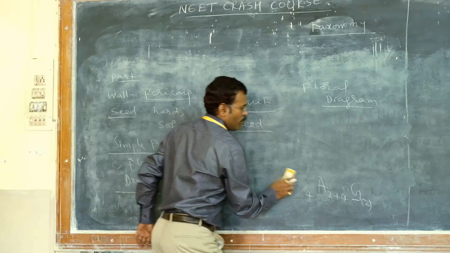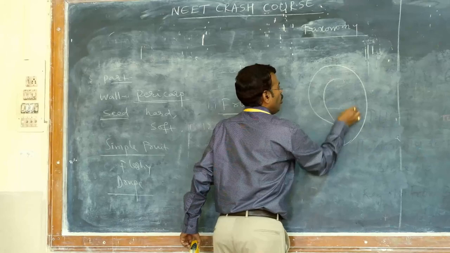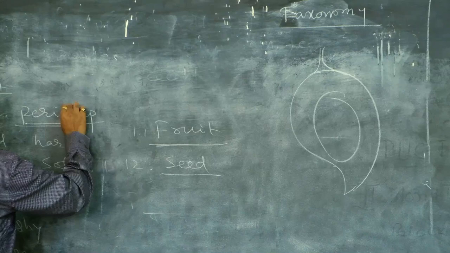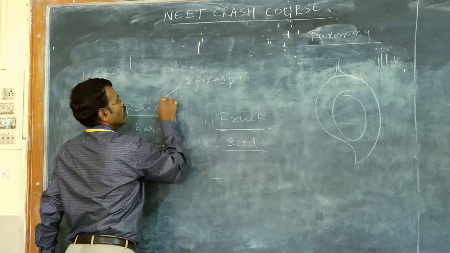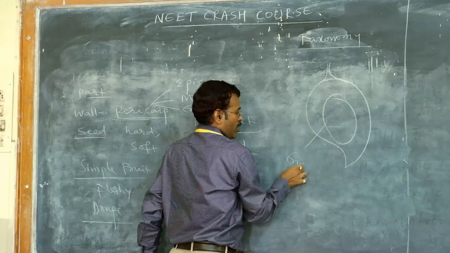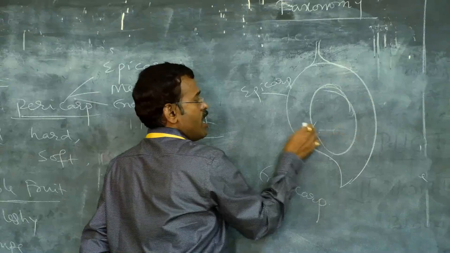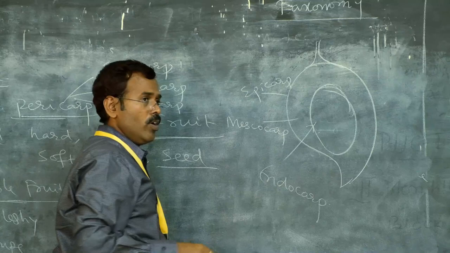In that we have to learn about mango as an example. Pericarp is clearly differentiated in mango: outer epicarp, middle mesocarp, and inner endocarp. In mango, the inner endocarp is hard and stony. The outer epicarp forms the skin of the fruit. And the mesocarp is the main edible part in mango. It is soft, juicy and pulpy.